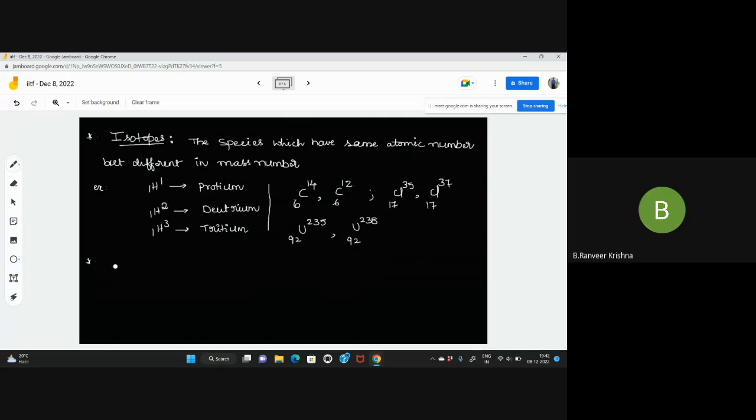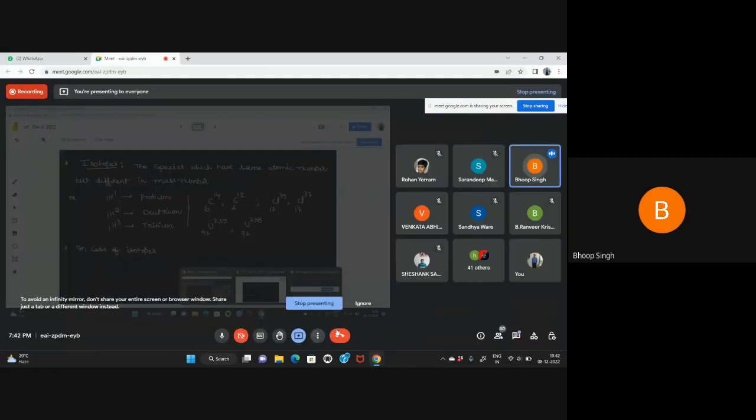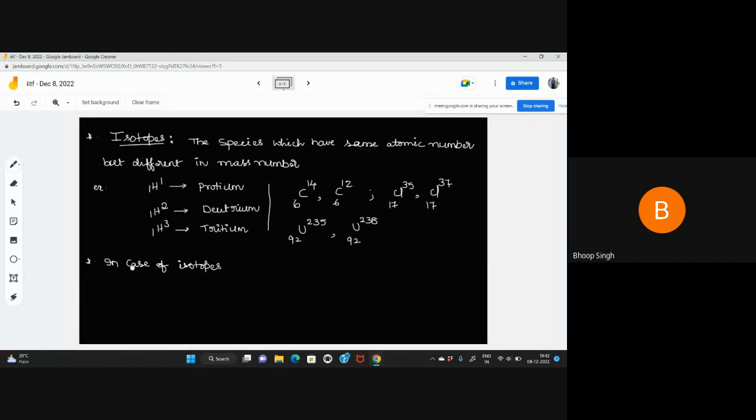Next one. In case of isotopes, they have the same chemical properties. Because isotopes have the same atomic number, and chemical behavior depends upon the electronic configuration of an atom, due to this they have similar chemical properties.